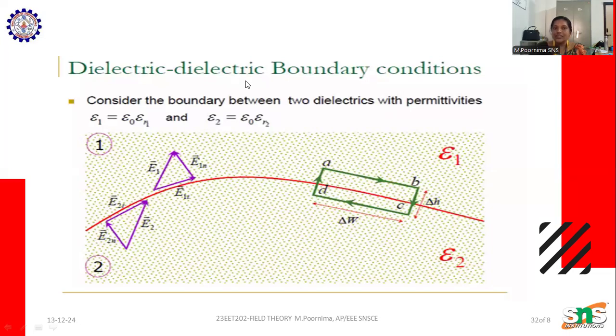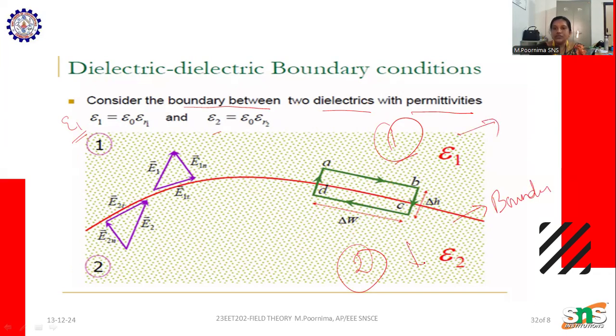So for dielectric, we are going to discuss dielectric boundary conditions. This is a little bit tough to understand, but you have to listen. Consider a boundary between two dielectrics with permittivity epsilon 1 for the first surface and epsilon 2. This is surface number 1, this is surface number 2, and we have one boundary.